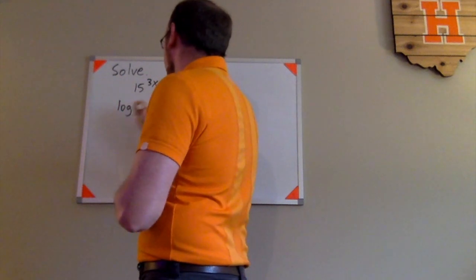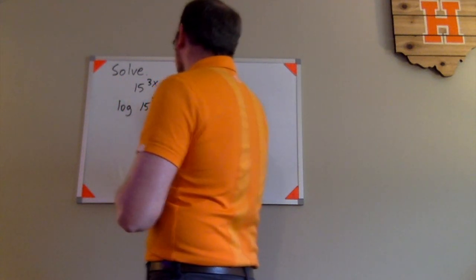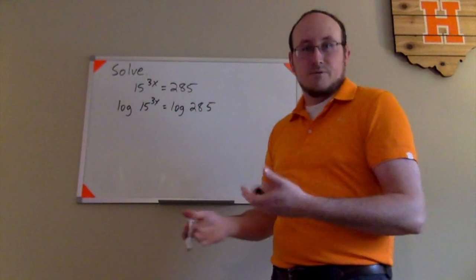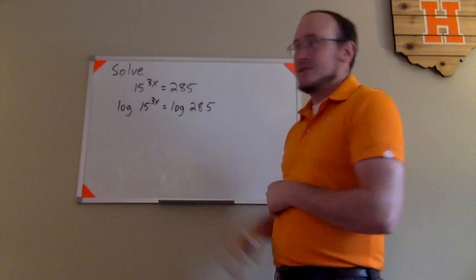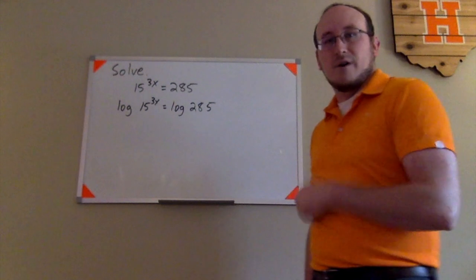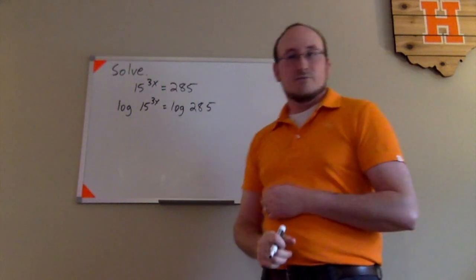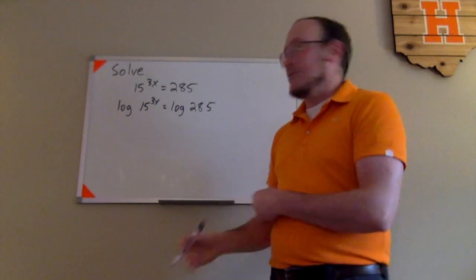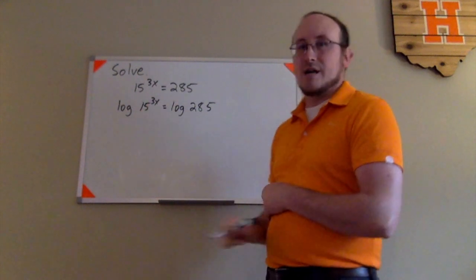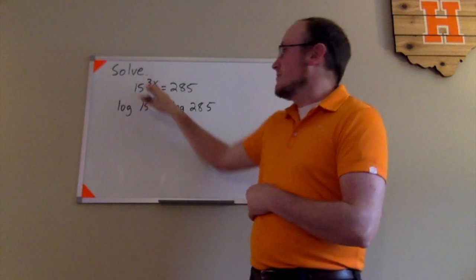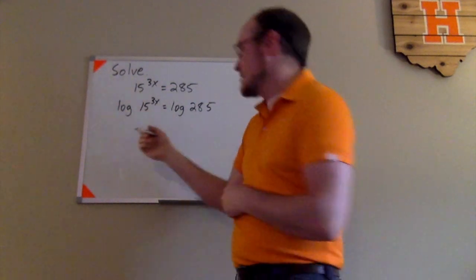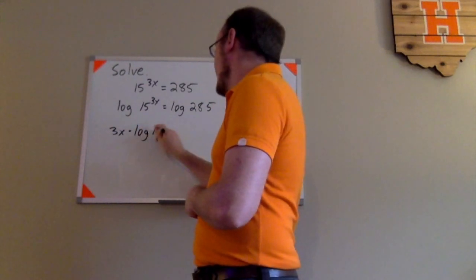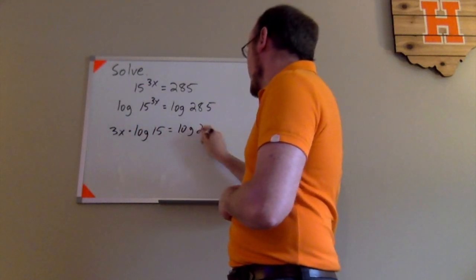The logarithm of 15 to the 3x would have to equal the common logarithm of 285. Again, if this original statement is true, which we're to assume, then the log of the thing on the left would have to equal the log of the thing on the right. Now that we have this written with logarithms, we can take advantage of the power property of logarithms, where I have log of 15 to the 3x power. I can take this 3x power and move it down in front of the logarithm, connected by multiplication, so that this becomes 3x times log of 15 is equal to the log of 285.